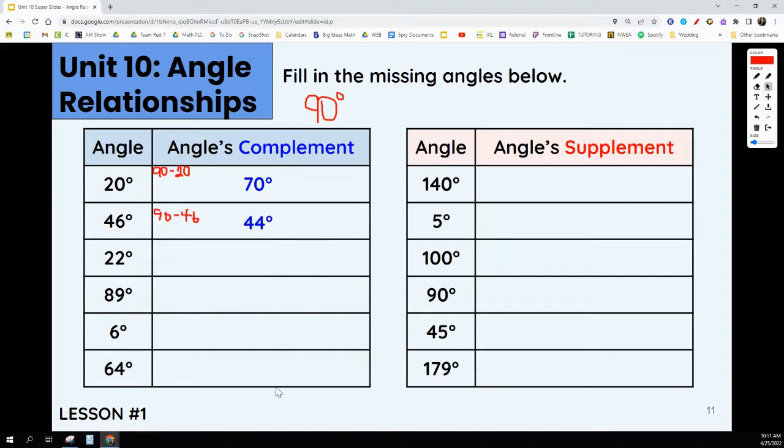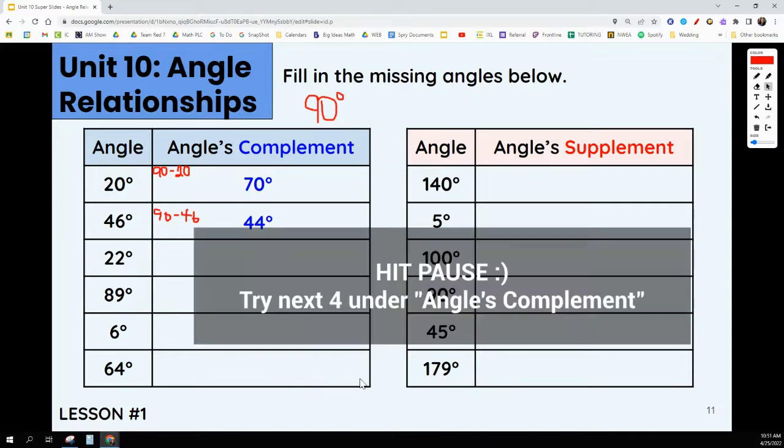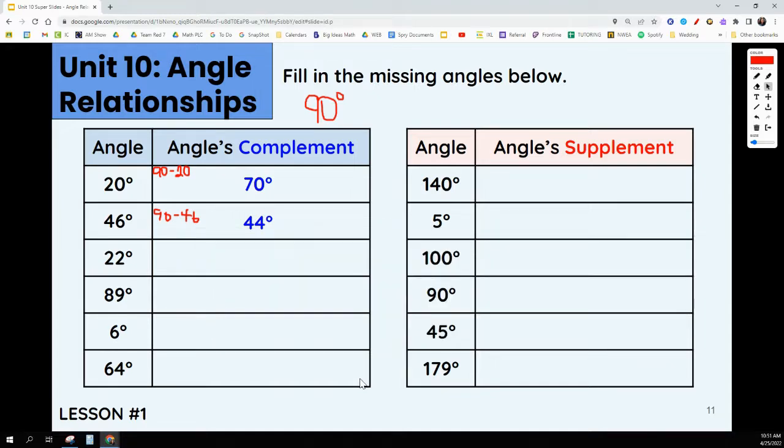All right, pause the video. I want you guys to try the next 4 on your own. Okay, so you should have gotten 68 degrees, 1 degree, 84 degrees, and 26 degrees.